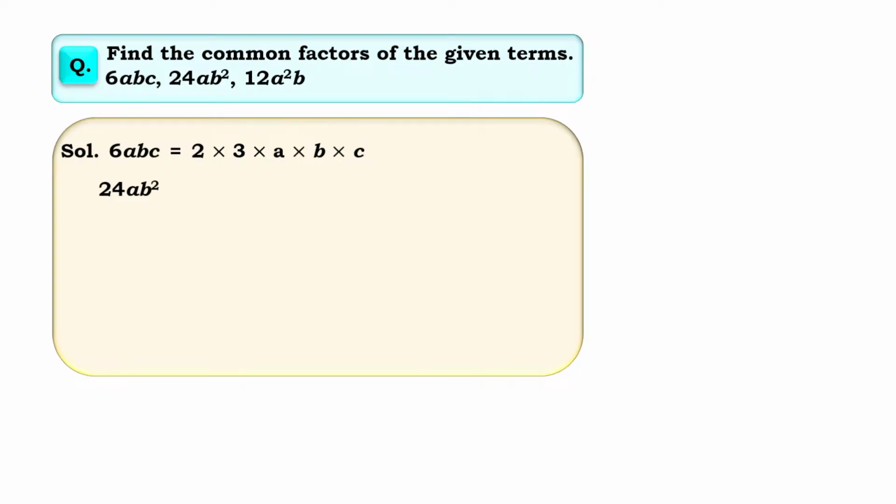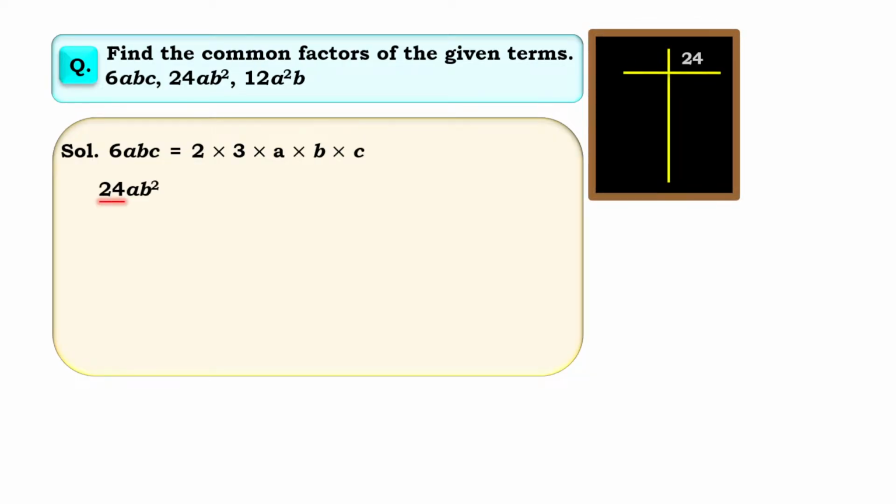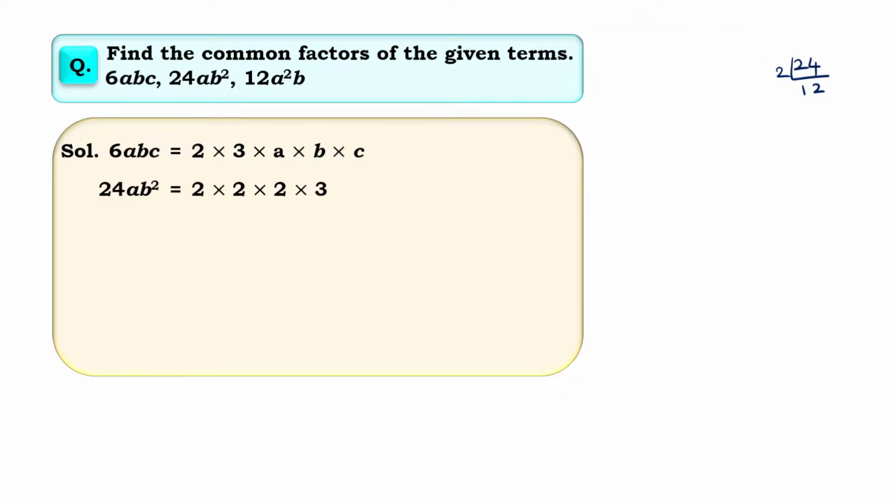Then what about 24ab square? We need to do factorization for 24. 2 divides 24, so 2 12s are 24, 2 6s are 12, 2 3s are 6, 3 1s are 3. So the factors for 24 are 2 into 2 into 2 into 3. Then how to write ab square? a is a single number, so we write a. For b square, we write b into b.